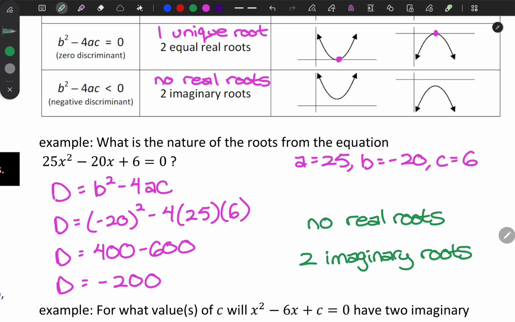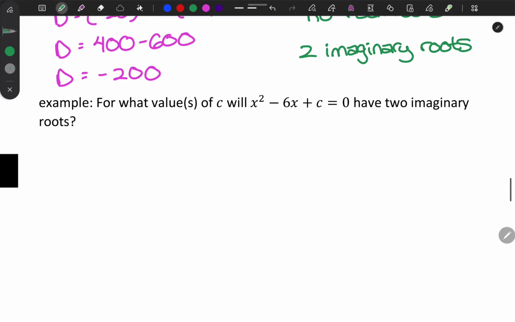Let's look at another example. For this one, we have an equation missing a little bit. We have x squared minus 6x plus c equals 0. And we want to find what values of c would give this equation two imaginary roots. Again, let's use the discriminant, but let's identify what we know so far. We know that a is equal to 1. We know that b is equal to negative 6. We don't know c. That's what we're trying to find.